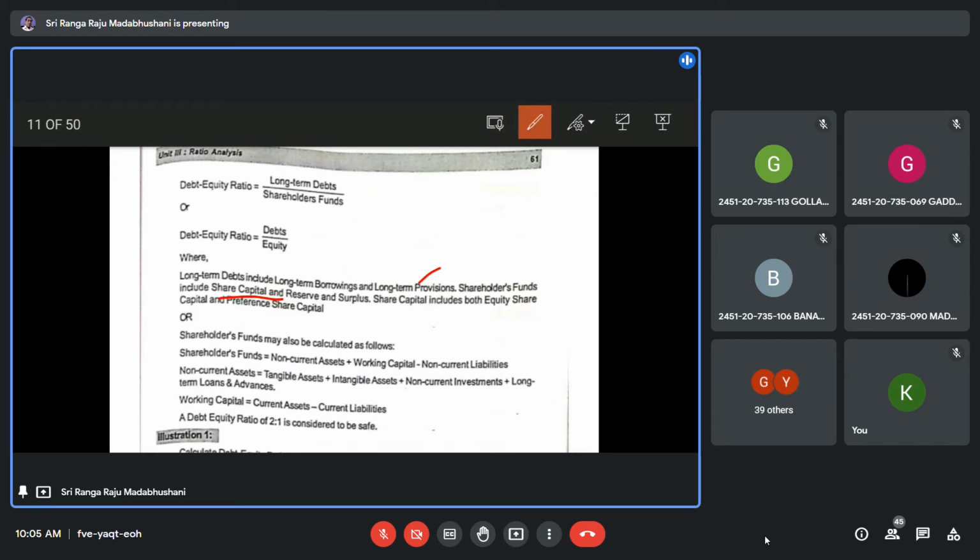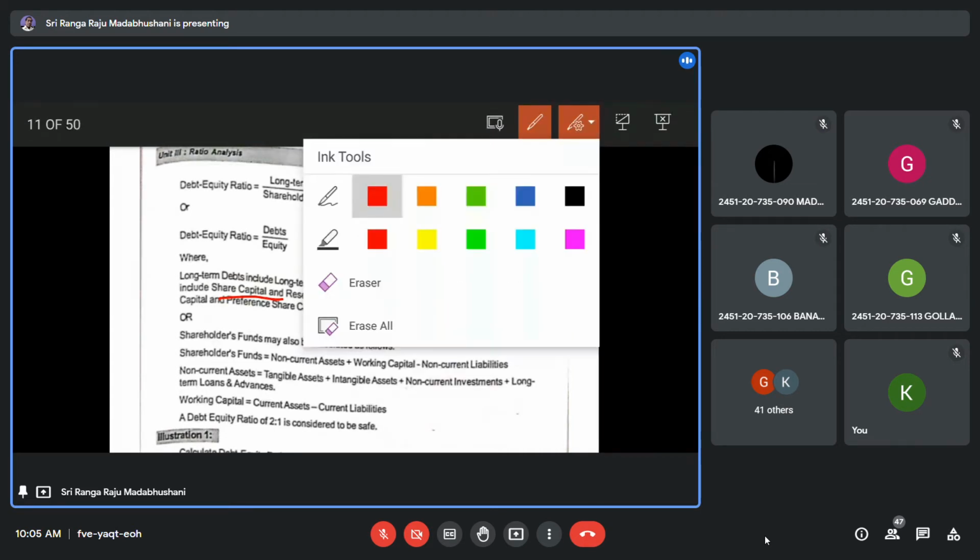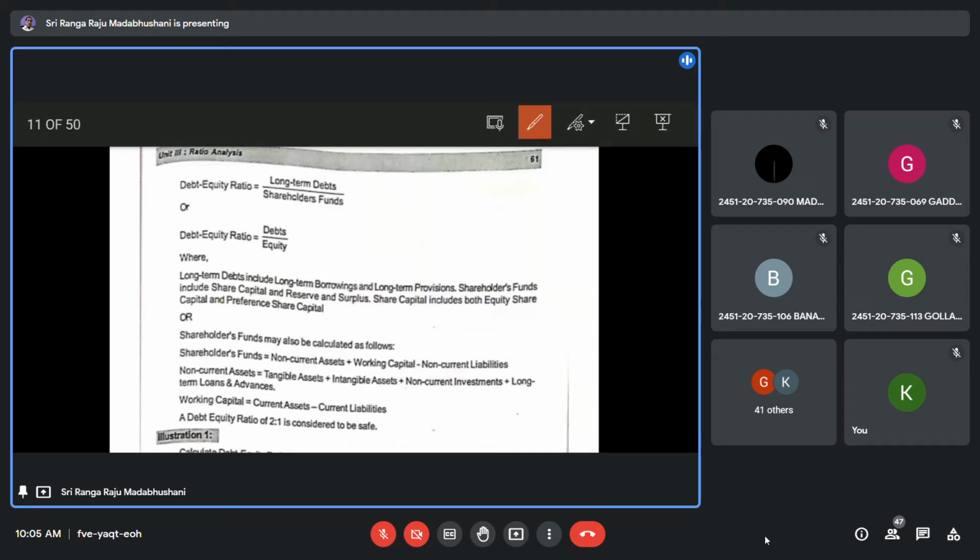And indirectly, one can arrive. You see, if the information is not given directly, then one can arrive at the shareholders' fund indirectly. So what is that? Non-current assets plus working capital. You have to add non-current assets and working capital. Then you have to subtract non-current liability.